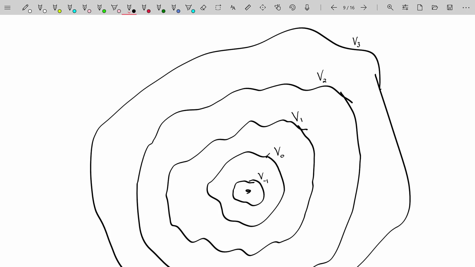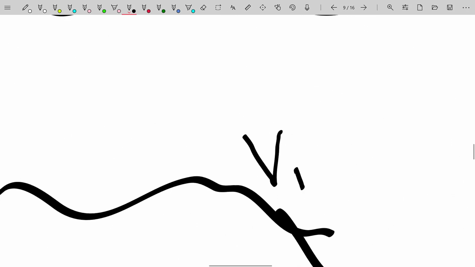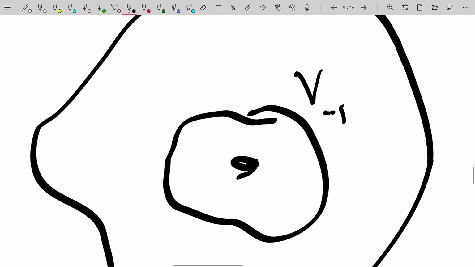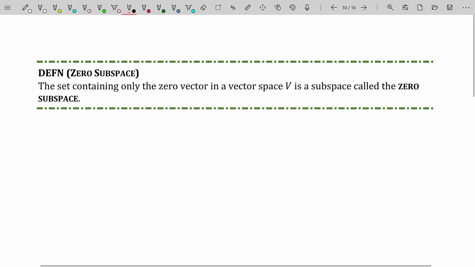And they keep shrinking. They don't have to shrink technically because V sub 1 is a subspace of itself. But this gets all the way down to the 0. Let's just pretend this just contains the 0 vector, the 0 subspace. And that is actually a vector space as well. The set containing only the 0 vector in a vector space is a subspace called the 0 subspace.